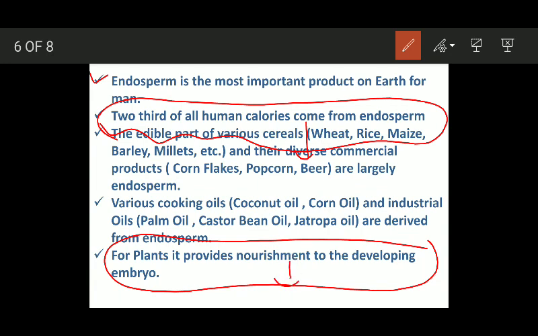From the plant's perspective, the endosperm is very much important. It provides the nutrition for the developing embryo. With this, we have completed the endosperm, the types of endosperm on the basis of development, and we also talked about the significance of endosperm.